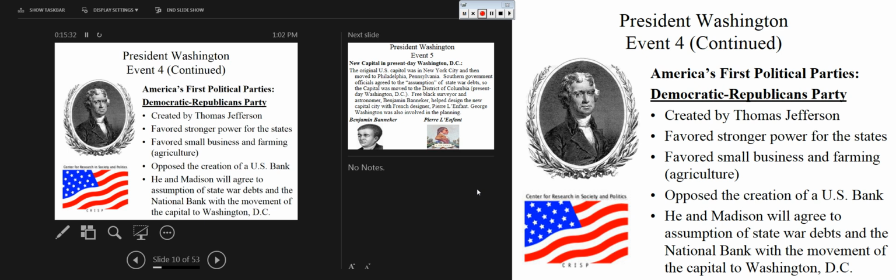This is a bit ironic, too, because this president is going to have to use the Bank of the United States to fund the Louisiana Purchase and the Corps of Discovery to explore it. He and Madison will agree to assumption of state war debts and the national bank in exchange for movement of the federal capital from New York to Washington, D.C. So the capital will be moved from New York. It will be in Philadelphia for a short time, and then from Philadelphia to Washington, D.C.